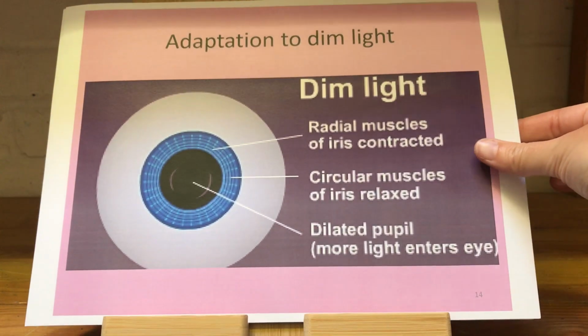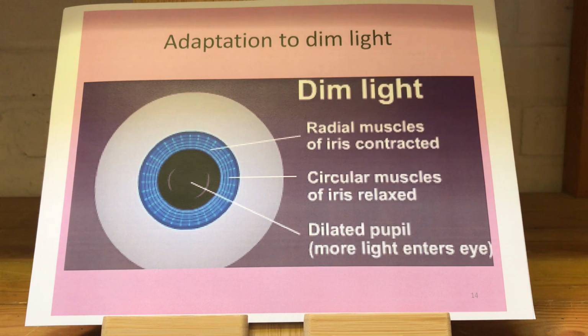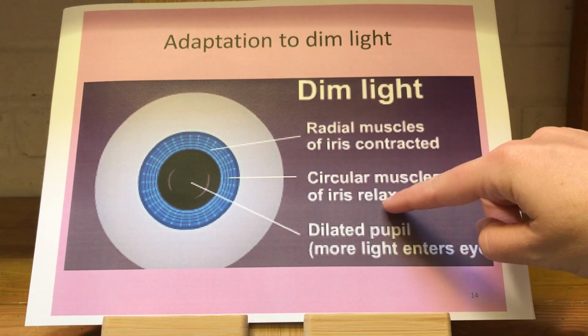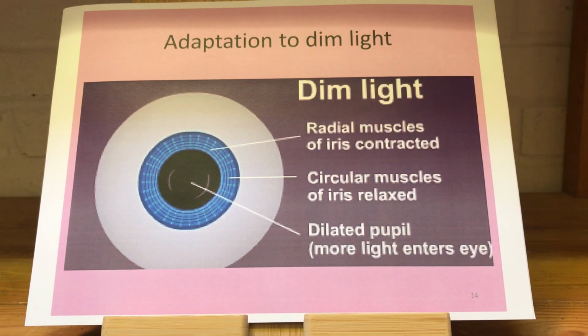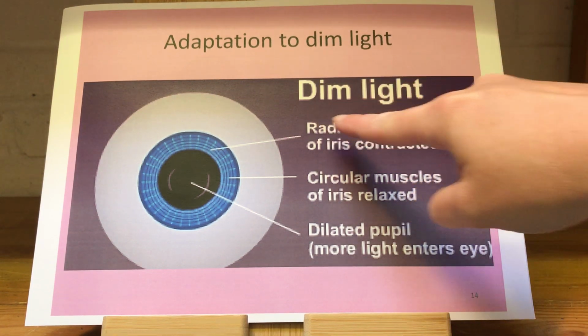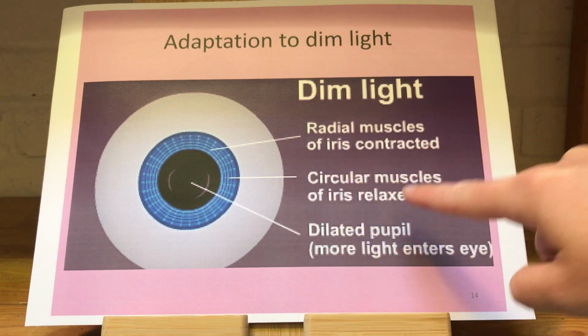Adaptation to dim light. Now, if we go for bright light first of all, the radial muscles relax and circular muscles contract. Bright light, it's like we're able to function better, so we get our alliteration, okay? The radial relax and the circular contract in bright light. In dim light, it's like we've lost our way, we've got all confused and we lose our alliteration. So in dim light, radial contract, circular relax.